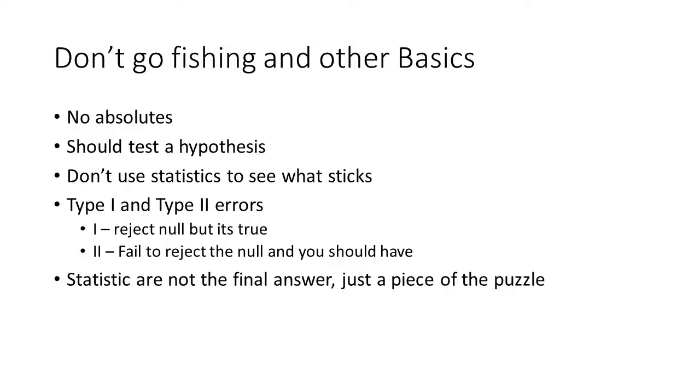The other thing I want to talk a little bit about is type 1 and type 2 errors. Type 1 is when we reject the null hypothesis, but it's true. Type 2 errors is when we fail to reject the null hypothesis, but we should have. And ultimately, you've got to remember that statistics are not the final answer, it's just a piece of the puzzle.